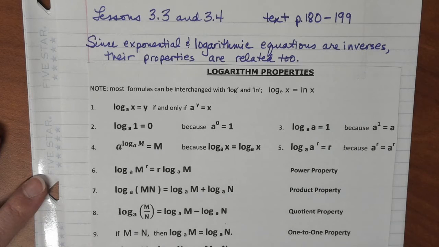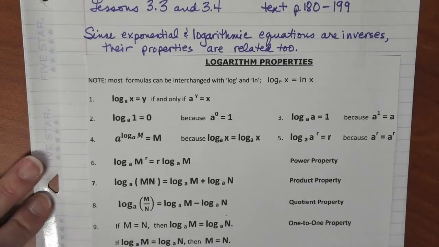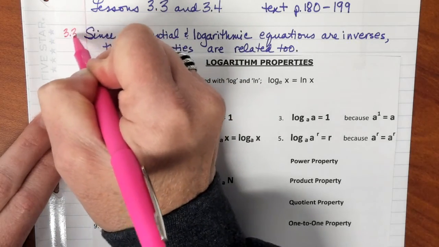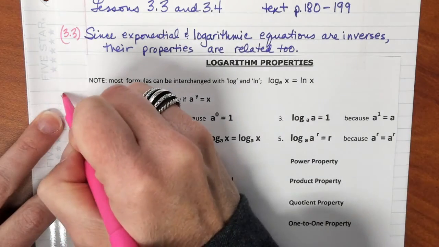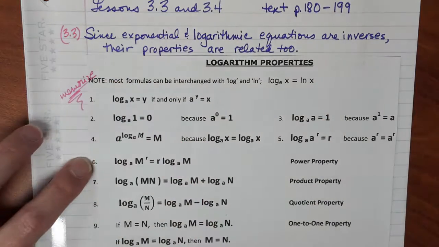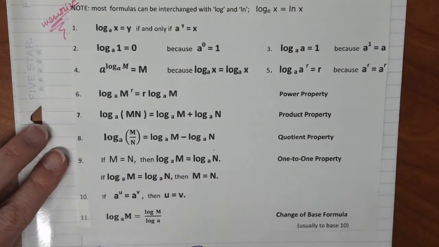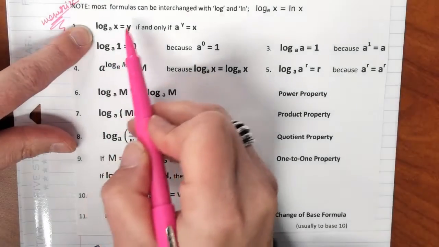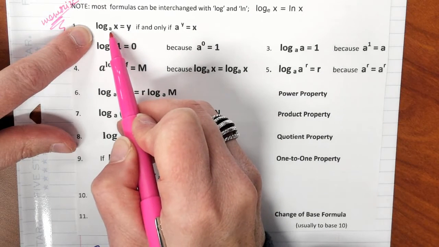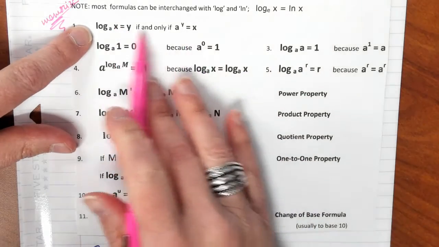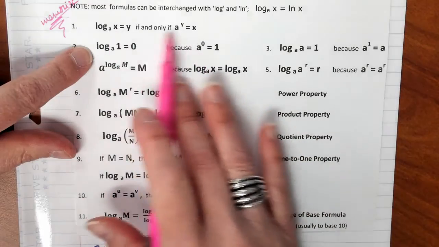So the following properties should not be new to you, however, they need to be memorized. This particular part of the lesson is from lesson 3.3, and you must memorize these formulas, these properties, so to speak. But let's look at a few of them just to refresh your memory. You learned this one last lesson, where if you have the base a, log base a of x equals y means a to the y equals x, and you will go back and forth between that, in the different directions.